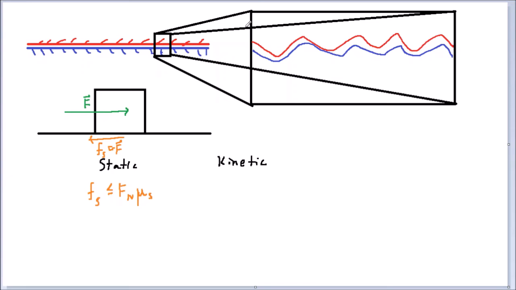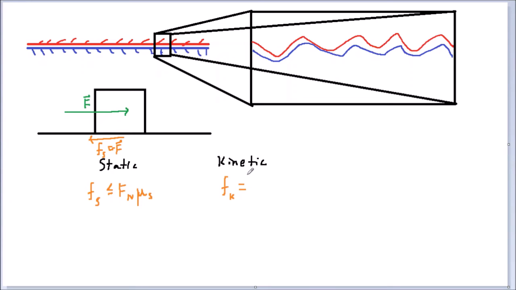Once the object starts moving, the friction force is going to change. It's still going to act against this applied force. It's actually going to act against the velocity of the object now, and we're going to call this F sub k, the friction force sub k. So kinetic friction, and the value of this kinetic friction is now always going to be the same, no matter how much your applied force is.